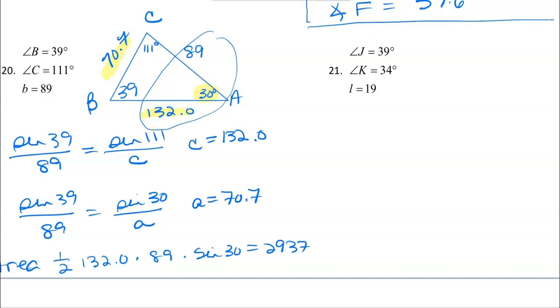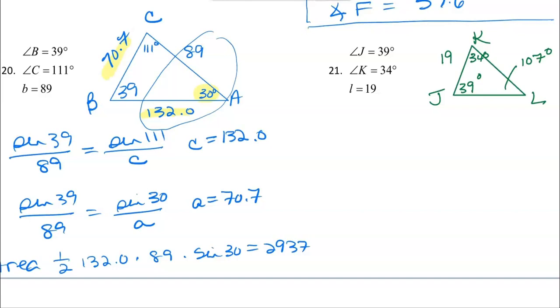Okay, so look at what they have for this. I have this triangle, and I drew it as JKL, and I said that angle J is 39, angle K is 34, little l is 19. Okay, now I can get angle L by doing subtraction. When I subtract from 180, I get angle L to be 107 degrees. I see that this is a law of sines because law of sines tells me I need a pairing, and I have that pairing.